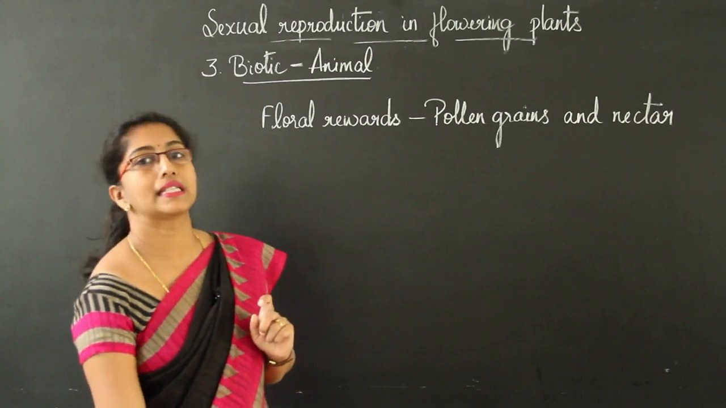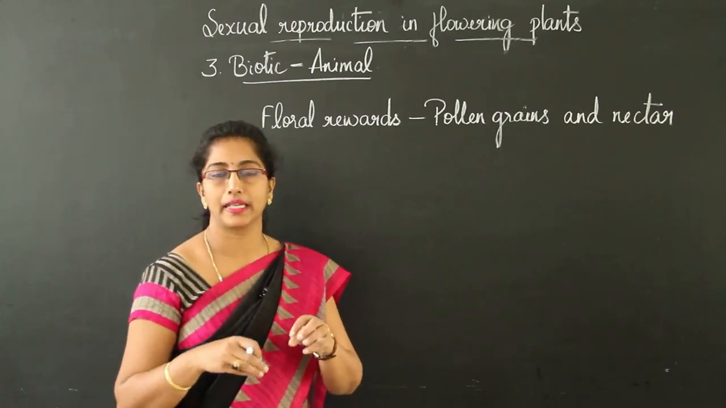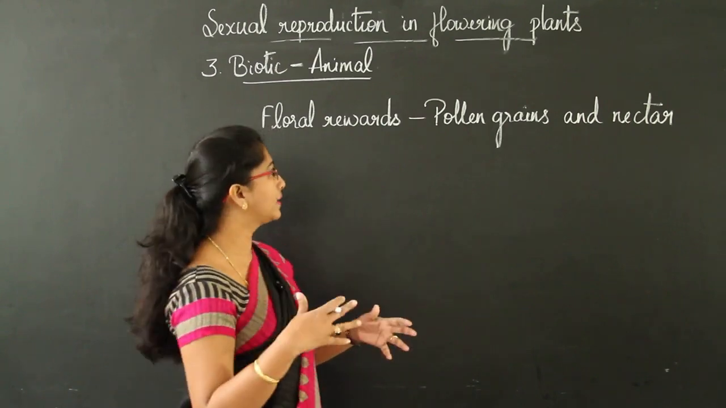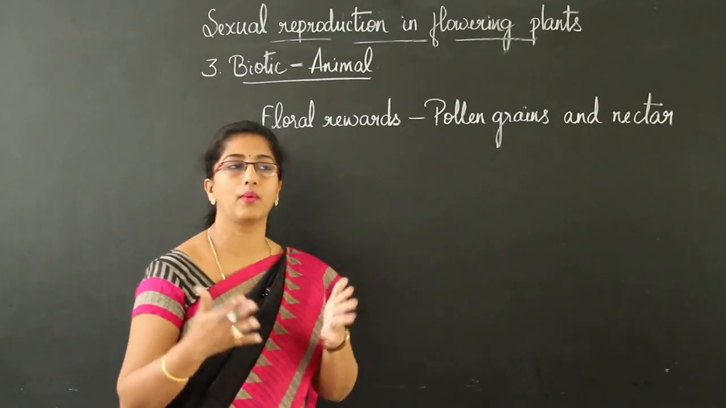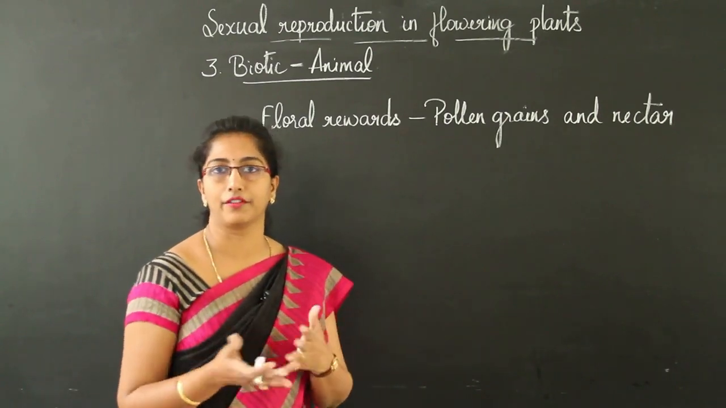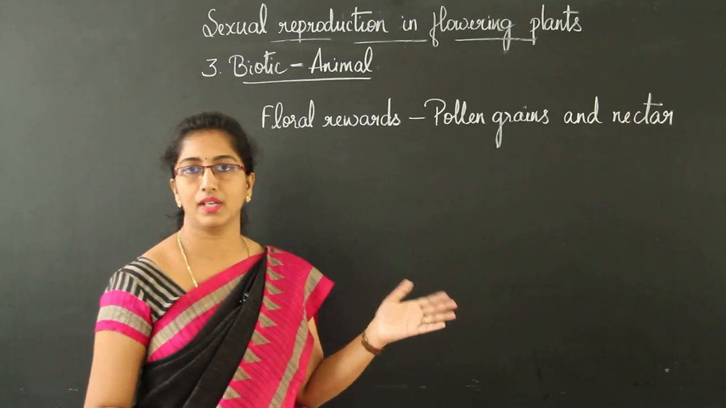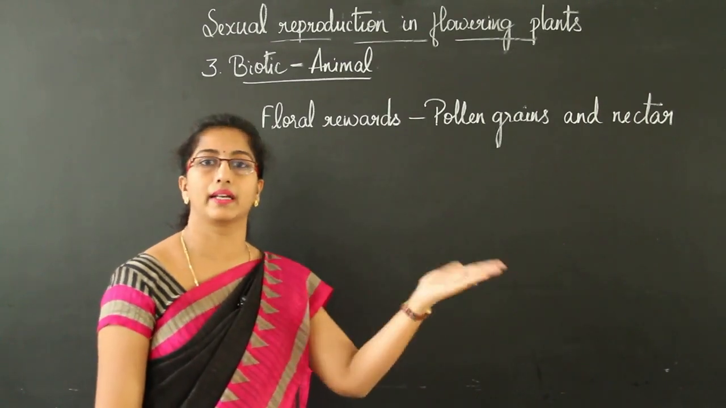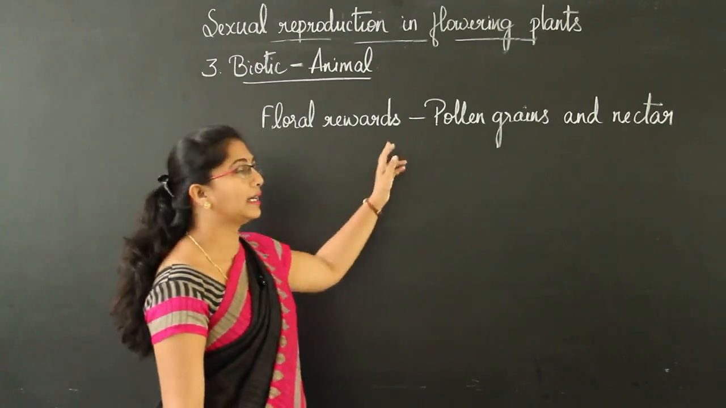They are sticky so that when the insect enters a flower and feeds on the nectar, or maybe eats the pollen grains, meanwhile the pollen grains stick onto the body of the insect. Now this insect moves to another flower, and when that happens, it brings about pollination. So these are the two main floral rewards.